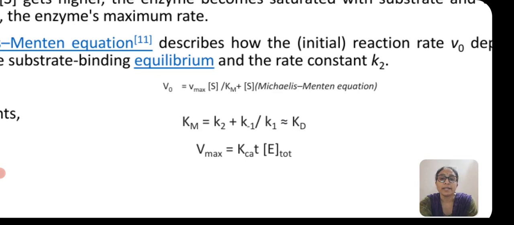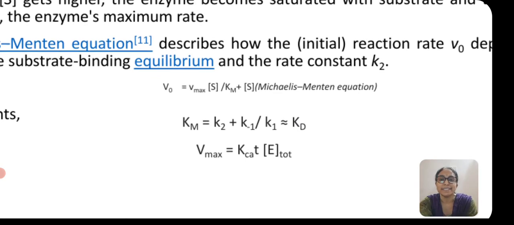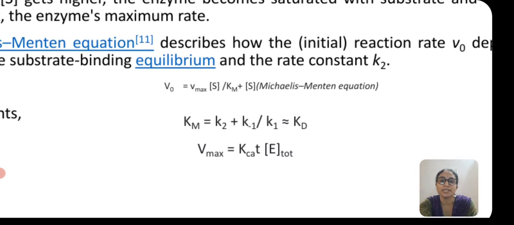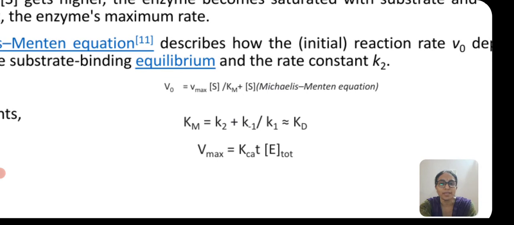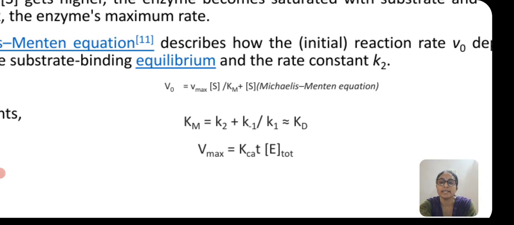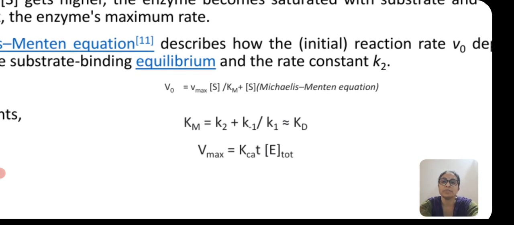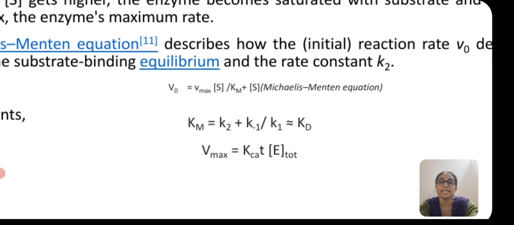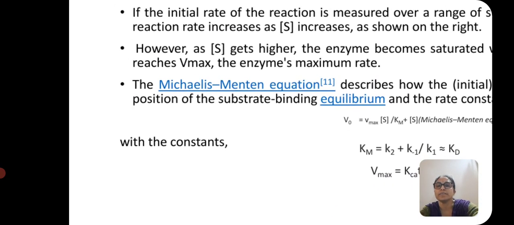That is approximately equal to Kd. Kd is nothing but the dissociation constant, that is dissociation of the enzyme substrate complex to the products. We can also put this Michaelis-Menten constant in another way, that is Vmax is equal to Kcat times E tot, the total amount of the enzyme required to catalyze the reaction with respect to the completely saturated active sites. This is about Michaelis-Menten's equation.